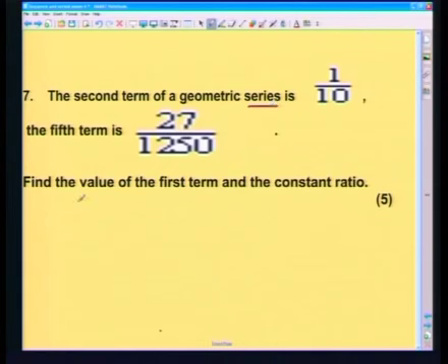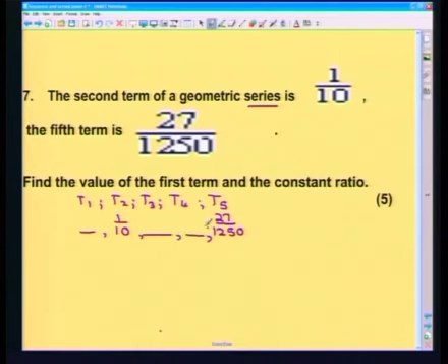So if we're going to think of it like this, we know that that's term 1, term 2, term 3, term 4, term 5. They've told me that the second term is 1/10, and the fifth term is 27 over 1250. Now, we don't know anything about these ones, so it's not going to be as easy as before to find our A and our R, because we can't just look and say A is, and we can't take this divided by this because we don't have it, or this divided by this because we don't have it. So what they're actually requiring me to do here is a simultaneous equation.